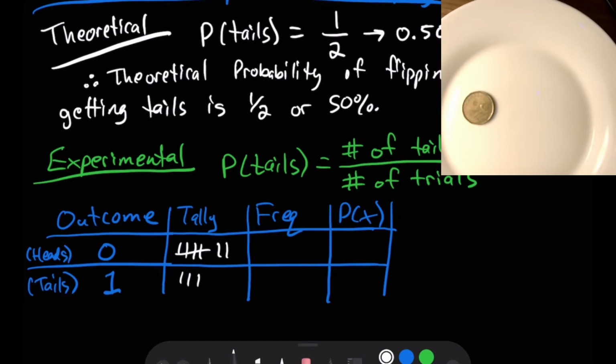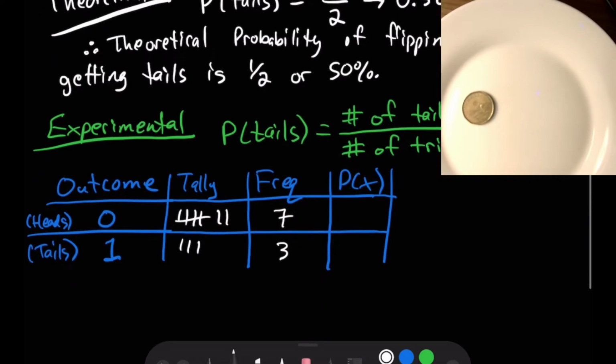Let's move on to our frequency. So remember, frequency is just how often something happened. So how often did we have 0 tails? How often did we have heads? Well, that happened 7 times. How many times was there tails? That happened 3 times. And our total, which we can just state here, was 10 trials.